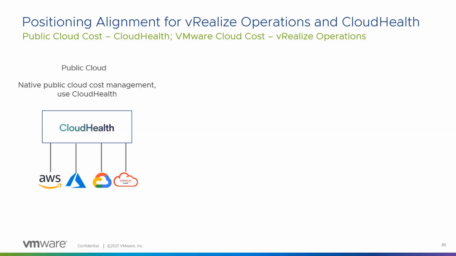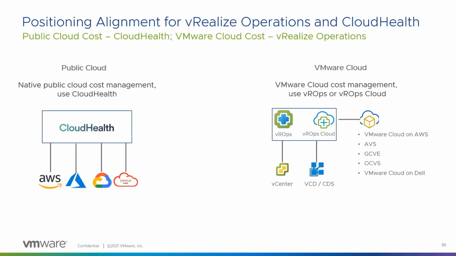So if you are using public cloud, you basically have to have CloudHealth in order to look at the cost of your public clouds. If you want to look at any VMware-based cloud, so that could be on-prem, VMware Cloud on AWS, AVS, GCVE, OCBS, vCloud Director, Cloud Director Service, etc. So any vSphere-based cloud, then your solution would be vRealize Operations or vRealize Operations Cloud.